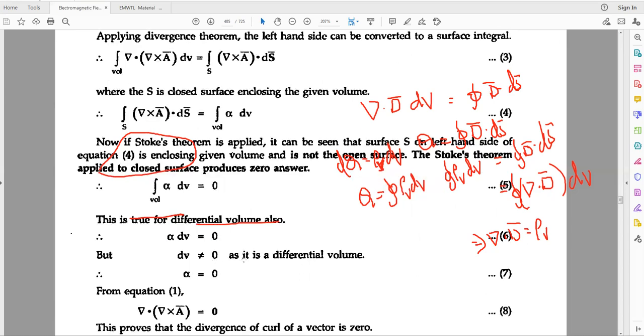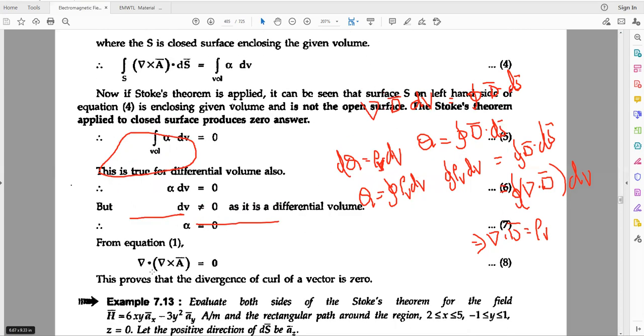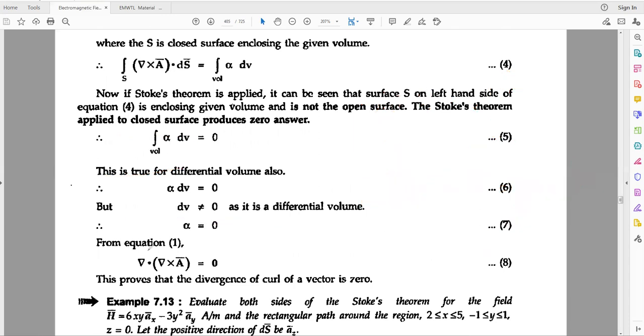The differential volume dv is not equal to 0. Alpha is equal to 0. Therefore, del dot del cross A bar is equal to 0. This proves that the divergence of the curl of a vector is always 0. The divergence and the curl, if anything you get, that value is always 0. Got it, my students? The Stokes theorem applied to a closed surface produces 0.